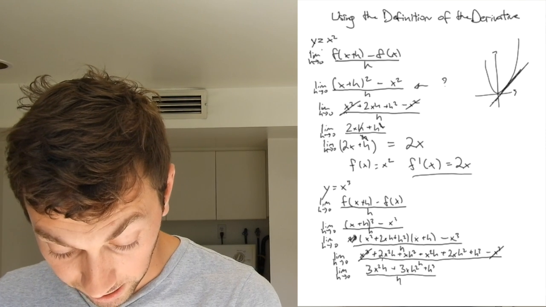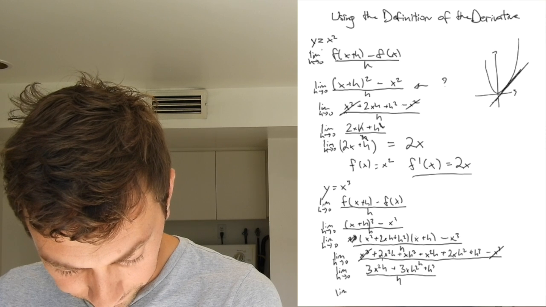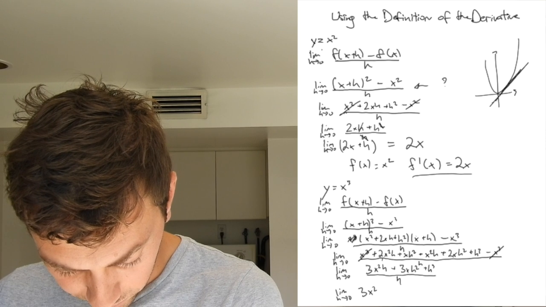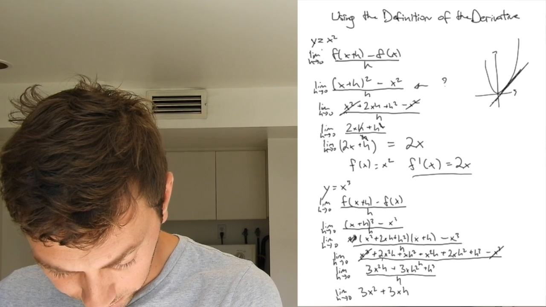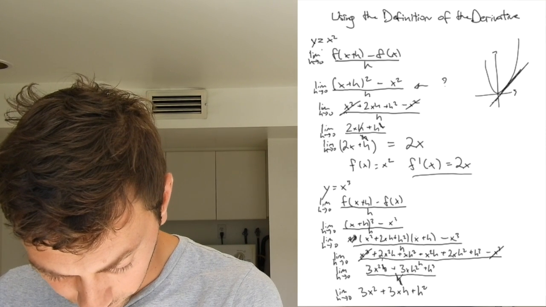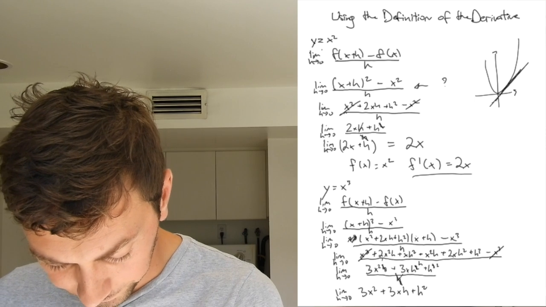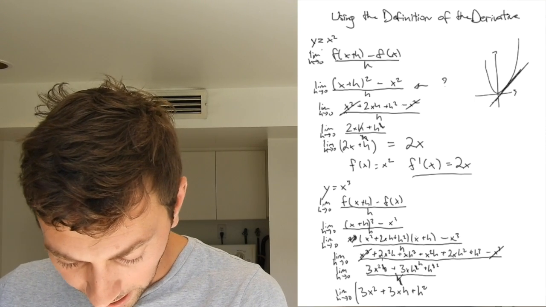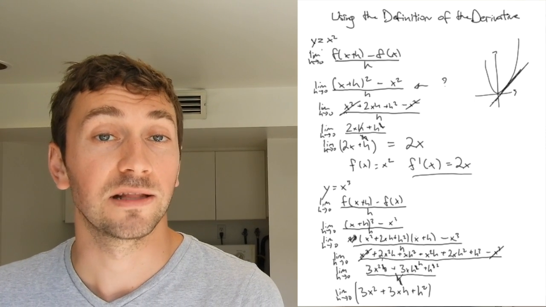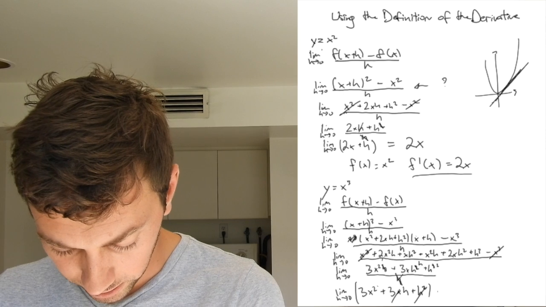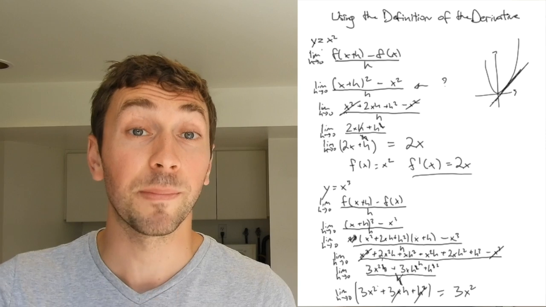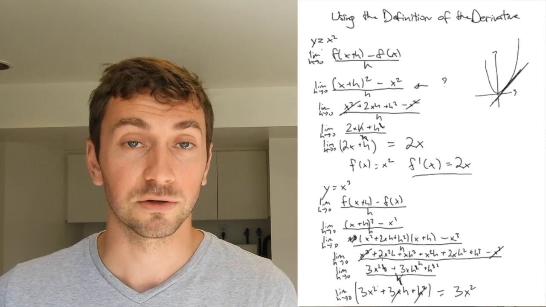And now I can factor out an h, and I get the limit as h goes to 0 of 3x squared plus 3xh plus h squared. I cancel out h from here, and 1 from each of the others. Okay, so I can take the limit now as h goes to 0, and all the terms cancel out except for this one here. So the limit is 3x squared. So the derivative of x to the power 3 is 3x squared.